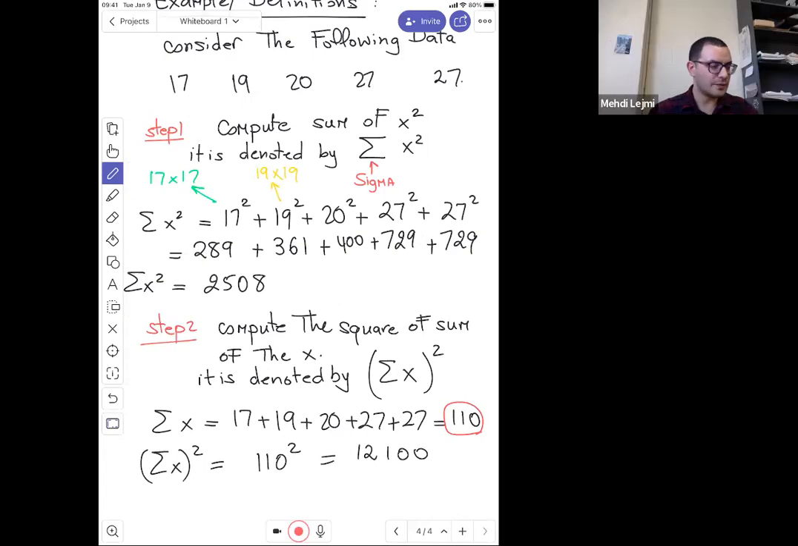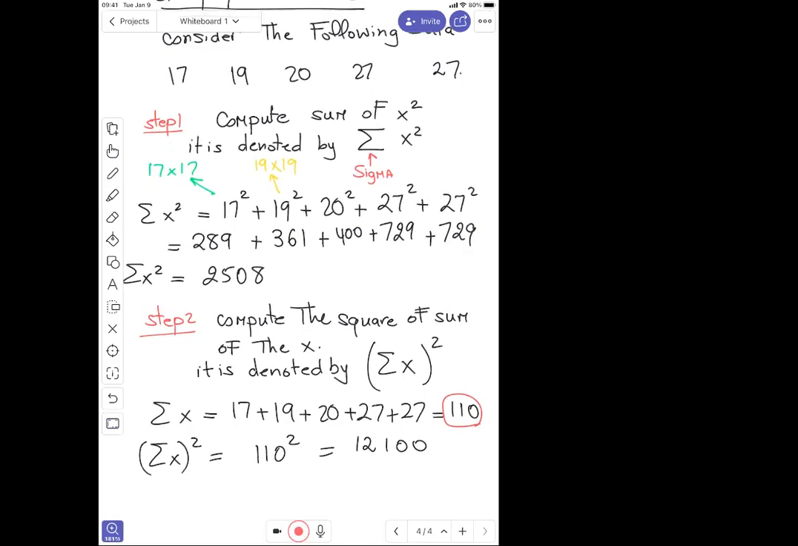Okay, there's a difference, as you can see, between the first and the second step. It's not the same thing. I mean, it looks like it's the same, but it's not. In the first, you take the square of each number and then take the sum. In the second step, you take the sum and then you take the square. Okay, I know it's confusing, but it is what it is. So that's step number 2. Well, we are almost done.